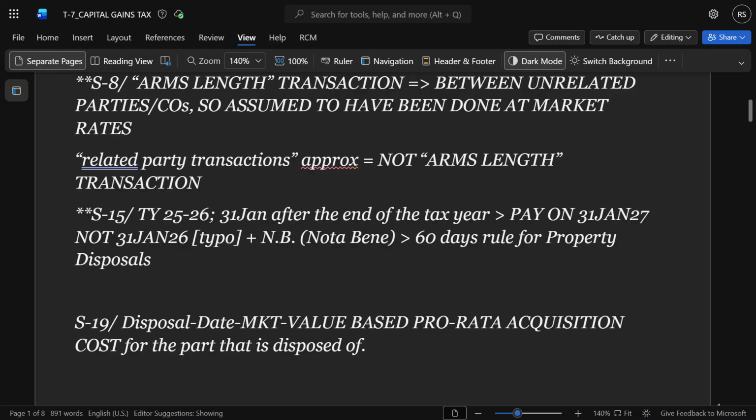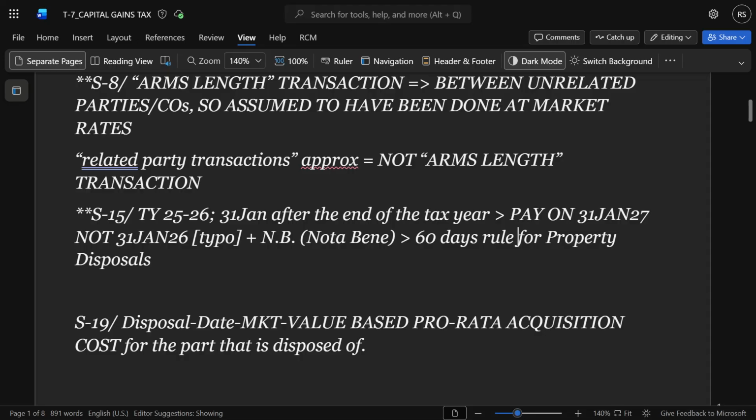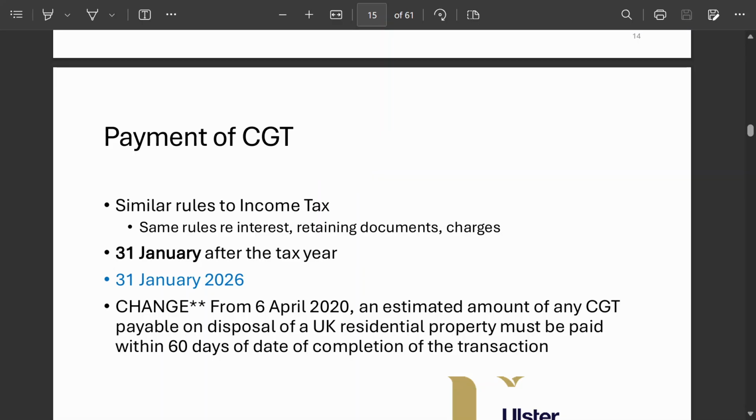But in case it is a disposal of a UK residential property, as given here, then the 60-day rule applies, which is that the filing of the information and the making of the payment has to be completed within 60 days of completing the transaction. This is clear? So there is an exception for the case of property. So for payment dates of CGT, you need to remember the 60-day rule for property, and the basic rule that it's 31st January after the end of the tax year.